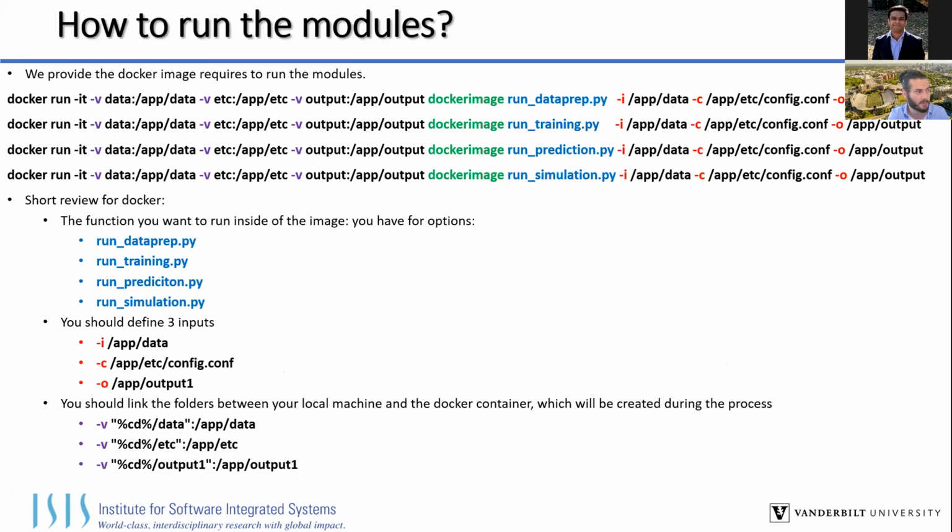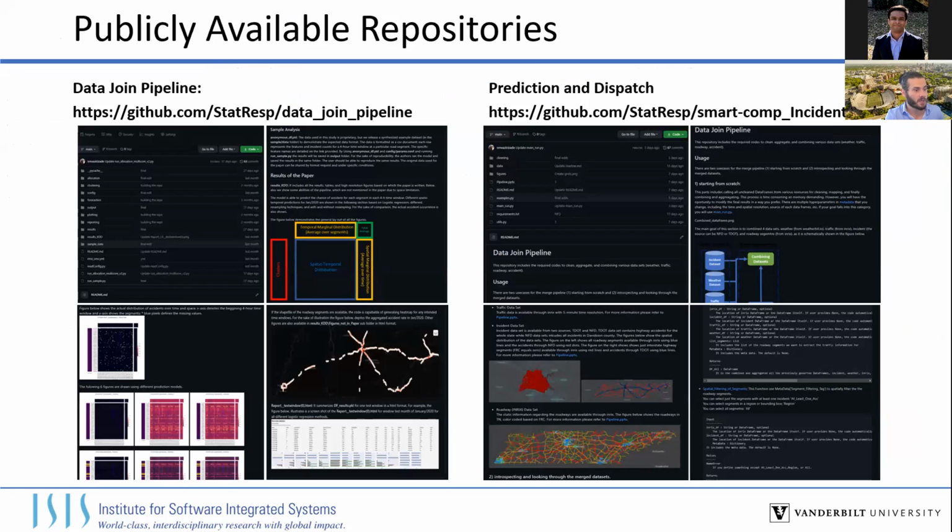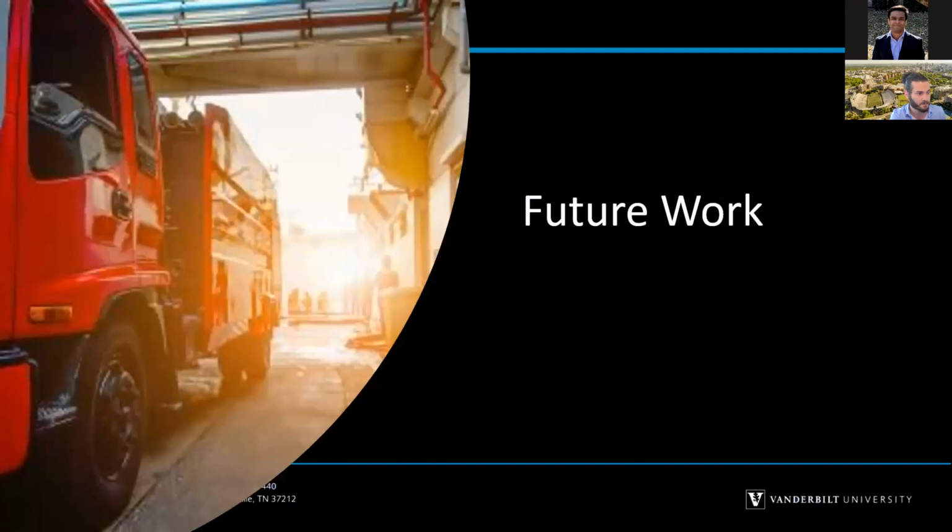These are some more details about how we present the model. We use Docker. For now, I skip it, but if you're interested, I will be available later to discuss it. Our pipeline is about 10,000 lines of code, and you can see some measurements about the size of the project. Some of it is publicly available, and some of it will be available later through GitHub or through our website, Statras.